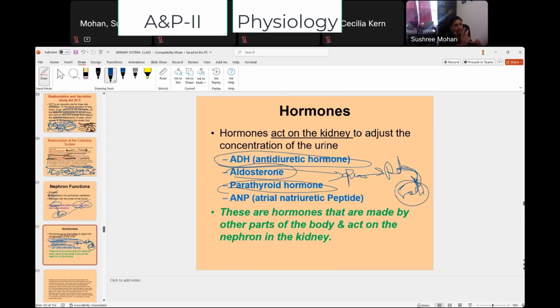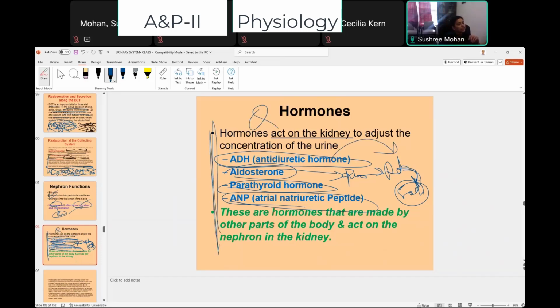Parathyroid hormone, because of calcium metabolism. ANP, we talked about this, how the heart releases the atrial natriuretic peptide and how it causes the dilation of the afferent arteriole and the constriction of the efferent arteriole. So these are all the hormones. You may get questions over here.